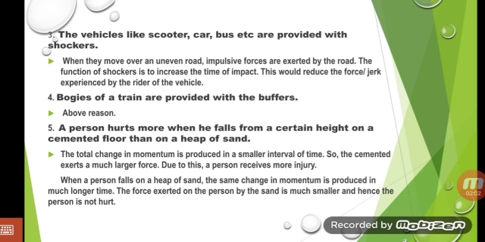Next, a person hurts more when he falls from a certain height on a cemented floor than on a heap of sand. The case is with the two cases, cemented floor and the heap of sand. When a man falls over the heap of sand, he is less injured as compared to when he falls on the cemented floor, because the total change in the momentum is produced in a smaller interval of time in the case of the cemented floor. Therefore, the cemented floor exerts a much larger force, and hence the person receives more injury.